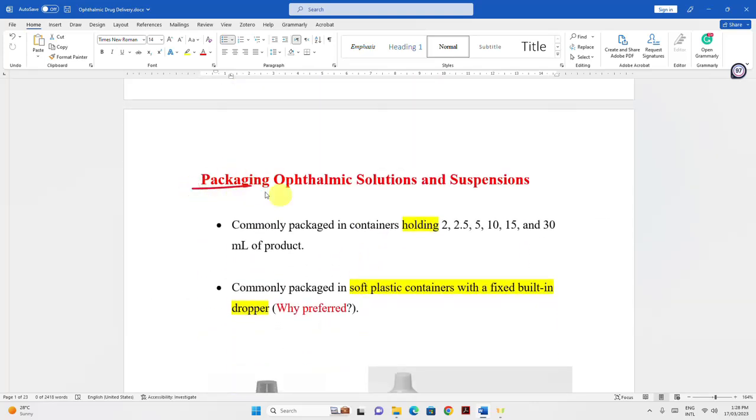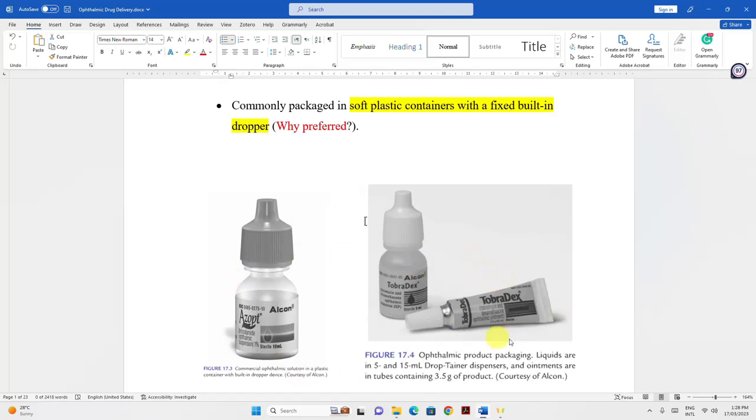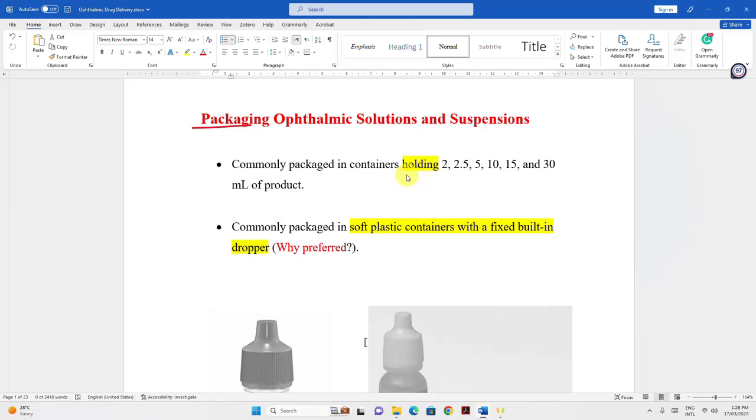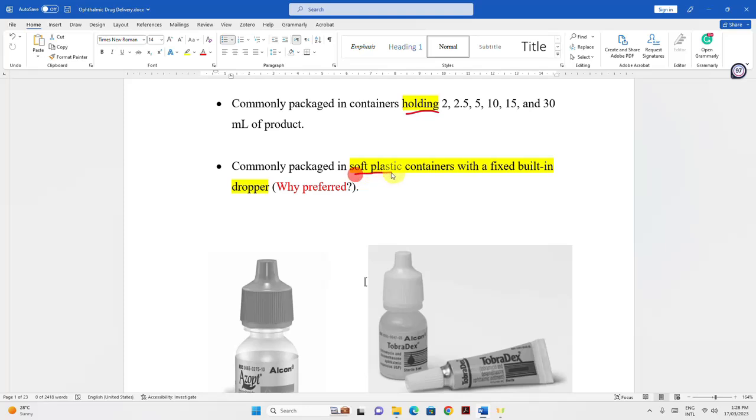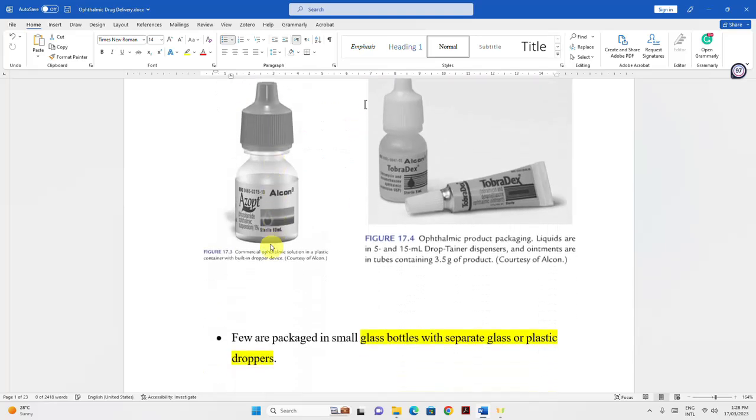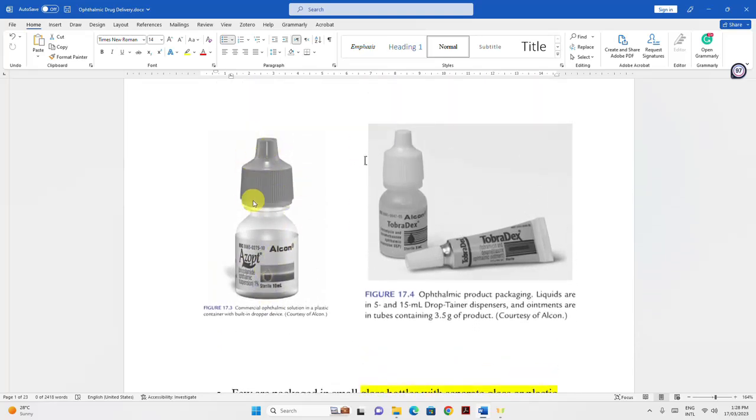Okay, what about the packaging? Here you see some of the packaging for ophthalmic product. The capacity of ophthalmic product can be 2, 2.5, 5, 10, 15, 30 ml. The plastic container, and this is the more common, has a fixed and built-in dropper. Yani when I open this one, the dropper is already built in within the top of the container.